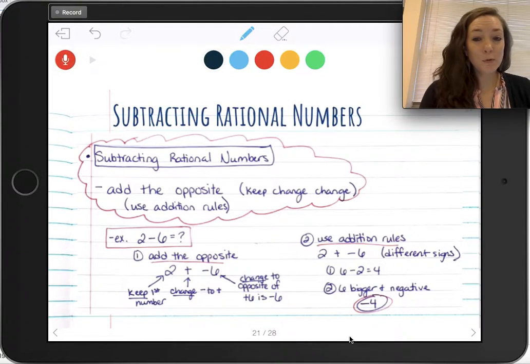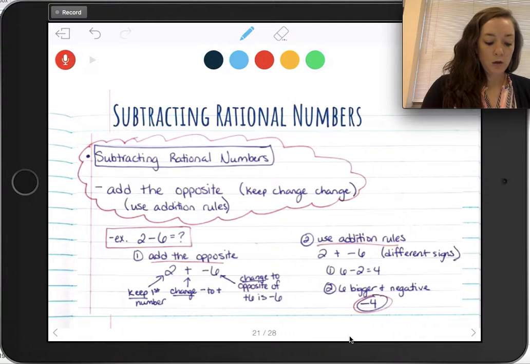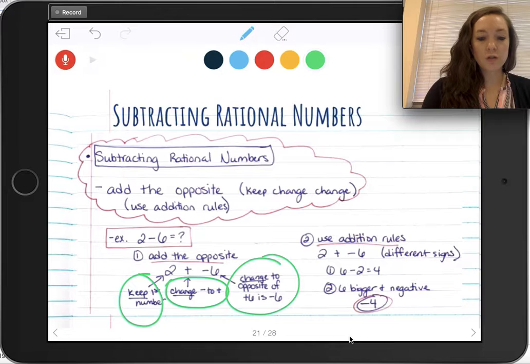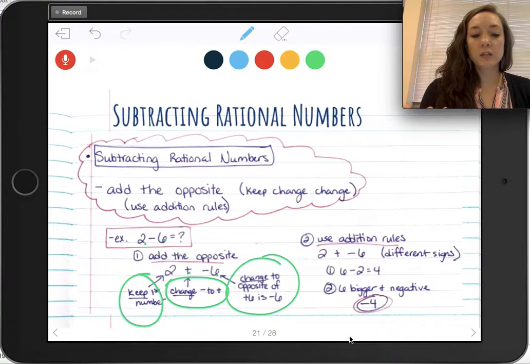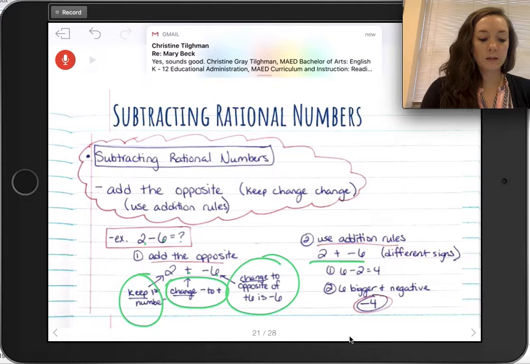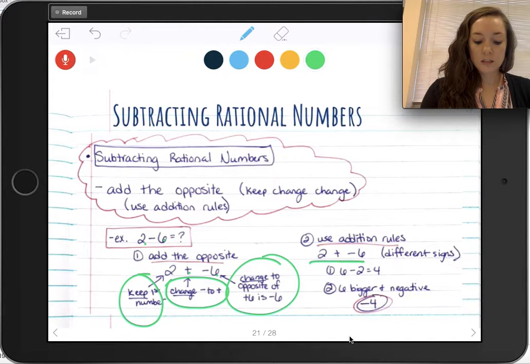Then we learned about subtracting rational numbers. A very simple way to subtract rational numbers is to add the opposite. So we're going to keep that first number, we're going to change the minus to a plus, and we're going to change to the opposite of the second number. So keeping the first number, we kept 2, minus to plus, the opposite of positive 6 is negative 6. And then we use our addition rules. 2 plus negative 6, they're different signs, so I subtract. And then 6 is bigger and negative, so it's a negative answer.